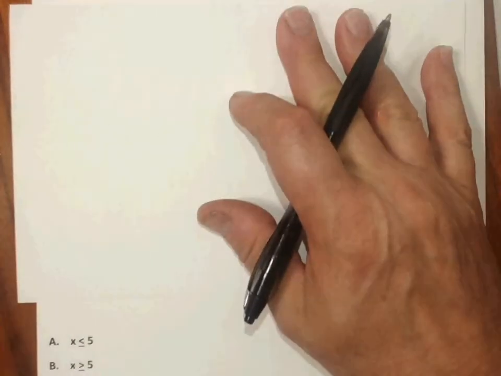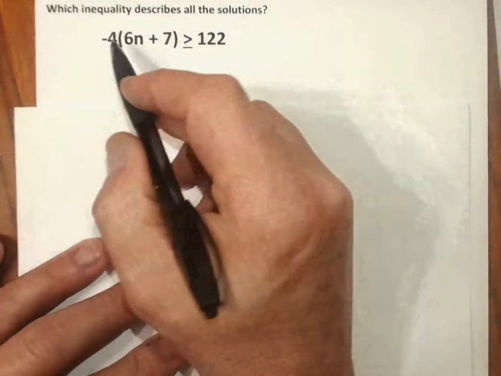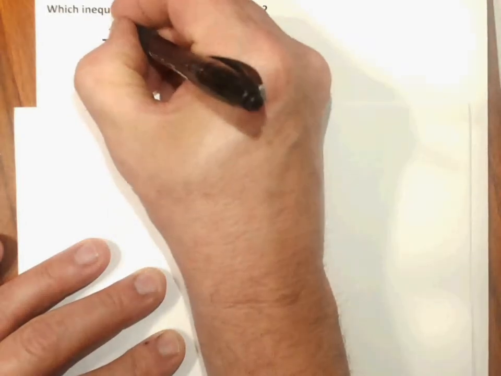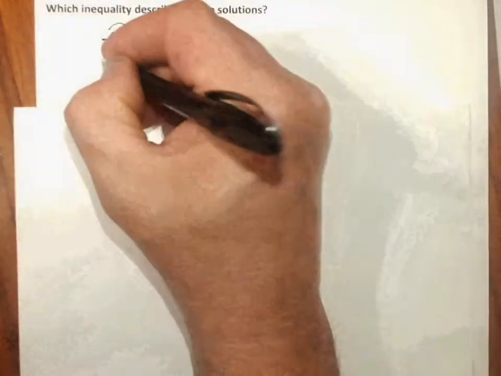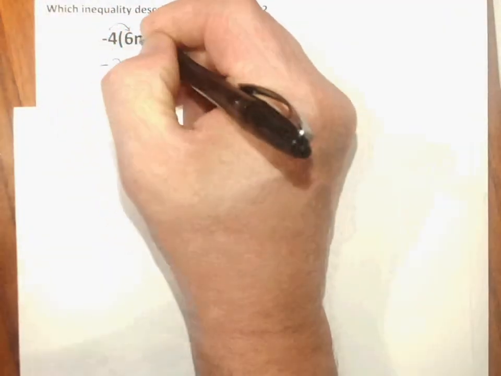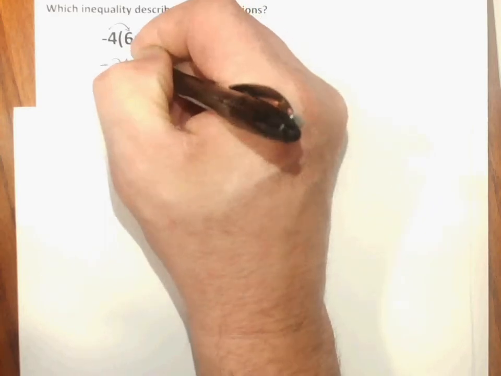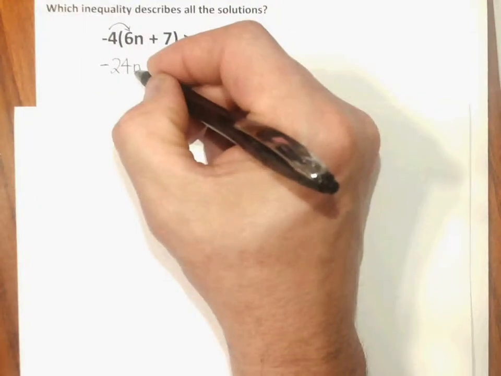All right, in this problem, we're going to need to do some distribution. We have parentheses here. Remember, use your calculator. You are multiplying the number on the outside times the number on the inside. Negative 4 times 6 is a negative 24, multiplied by the variable n. Don't throw it out, forget it, or lose it. Otherwise, the problem will change and you will be very frustrated. Let it come along for the ride.